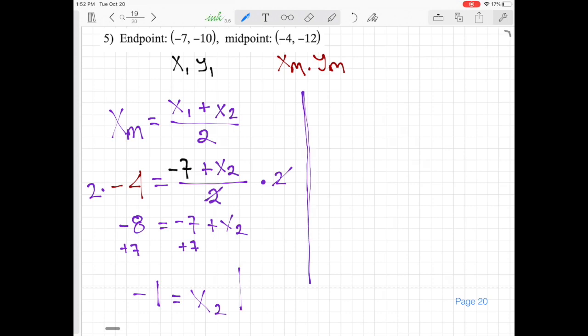So now let's do this with the y's. So we know the y midpoint is going to equal one endpoint plus the other endpoint over 2. So our y midpoint is -12. We plugged it in. And then our y1 we know is -10. So we plug that in. So let's just plug in the rest of what we know, which leaves us here.